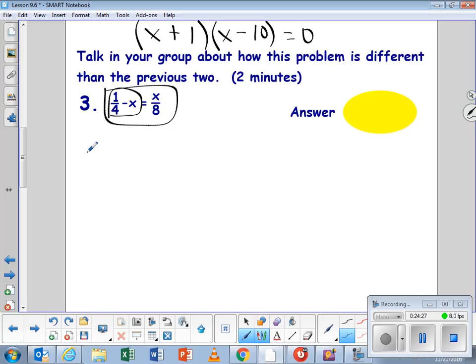Okay? So remember back in the day, when you're solving equations and you had fractions, we multiplied all the way through by the what? What about the denominator? Okay. By the LCD, right? Least common denominator. So we're going to multiply all of this by the least common denominator.